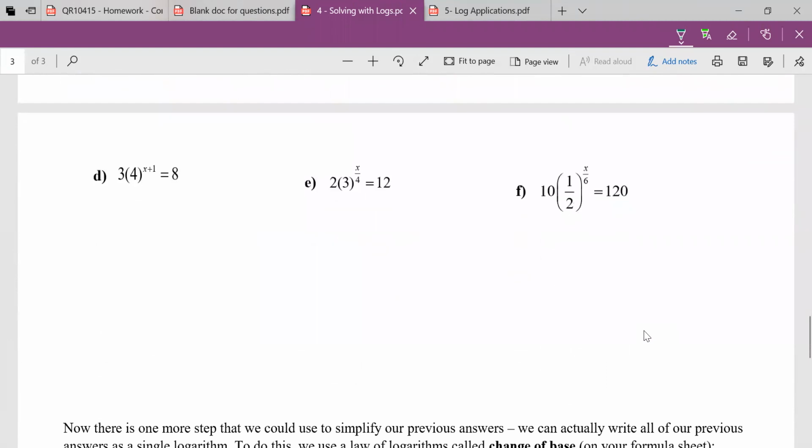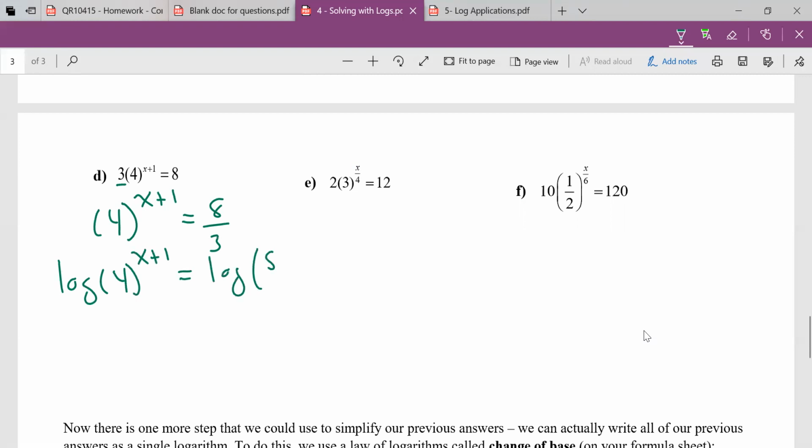Now, a few slightly more difficult examples. Okay, what have I added? Well, if I look at D, I've added in a coefficient of 3. So what I'm going to do is divide both sides by 3 first. Remember, we're trying to solve for x, the exponent. Let's get everything away from it that we can. So the inverse of the multiplication of 3 is divide by 3. Now I take the log of both sides, just like that, log 8 over 3. Again, our power becomes our coefficient.